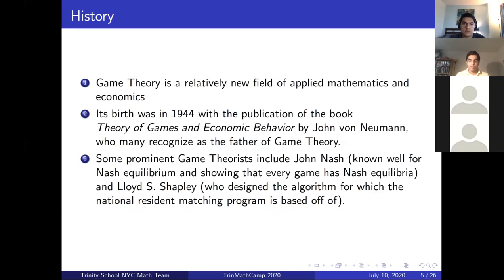and this algorithm that he designed is very, very important and comes into play in the national resident matching program. So I think that's really interesting to see a real life application of where these game theoretic algorithms come into play. So yeah, let's move on.